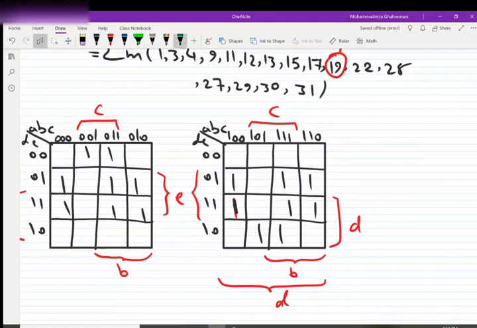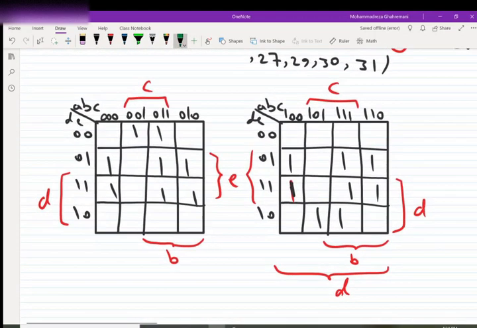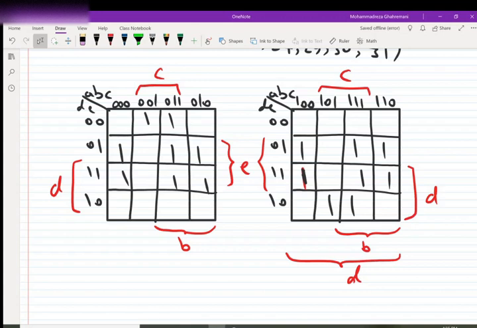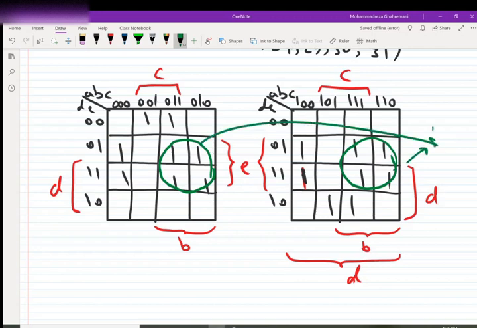So in 5 variables, when we have 2 groups, try to find the identical groups in both tables first. Identical groups in both tables. So if we look, we see that we have a group of 4 here. We have exactly the same group here. So this group and this group together are one group, because they are exactly identical in both tables. Okay, so it's very important. If we have exactly identical groups in both tables, we can consider them as a single group.